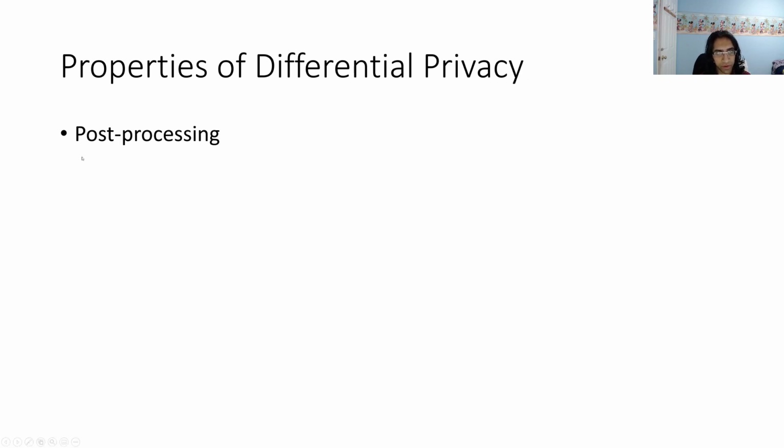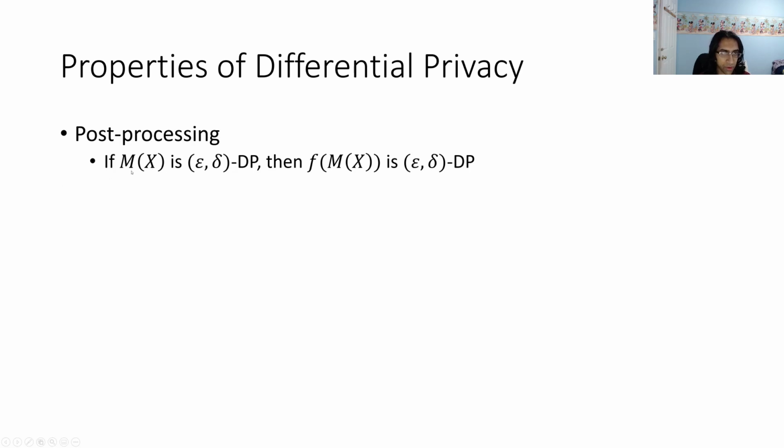So the first one we'll talk about is post-processing. Suppose we have an algorithm which is differentially private, then any function of that output is also going to be differentially private. That kind of makes sense in the sense that if you put out something, then you can't sort of undo the privatization. That's sort of all it says.